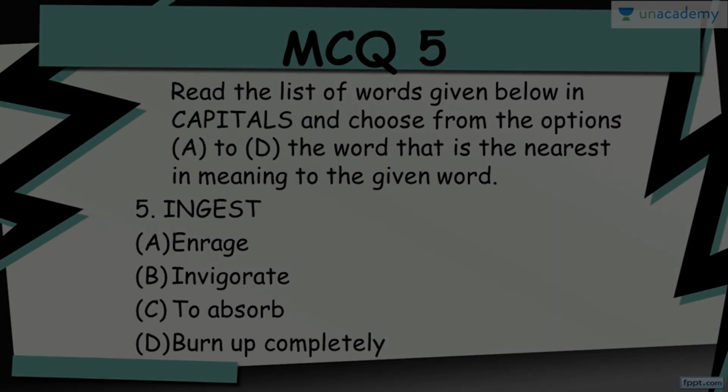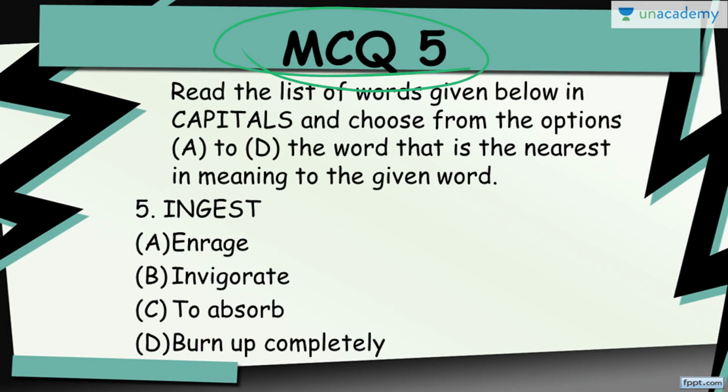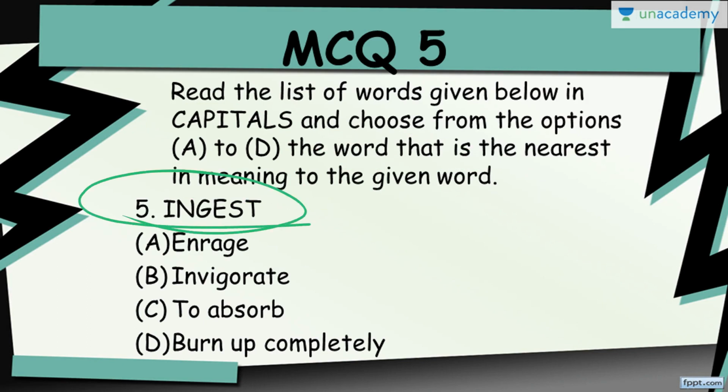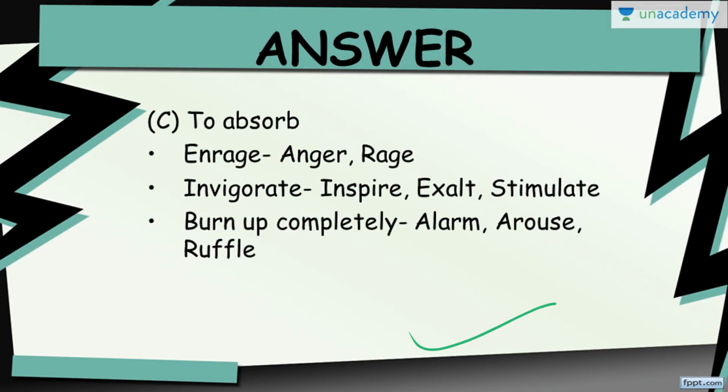Now we move on to the 5th MCQ, the last MCQ for today. The question is, read the list of words given below in capitals and choose from option A to D the word that is the nearest in meaning to the given word. The word this time is ingest. Option A is enrage, option B invigorate, option C to absorb, option D burn up completely. So think of the answer, take 10 seconds. The correct answer to this question is to absorb.